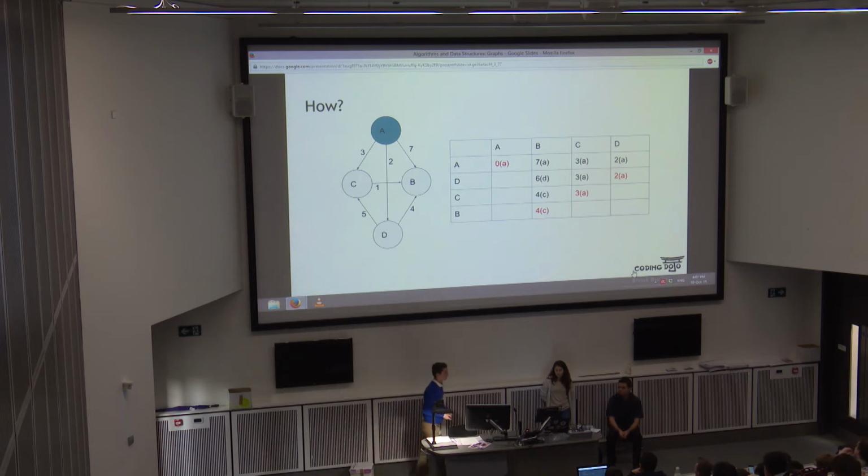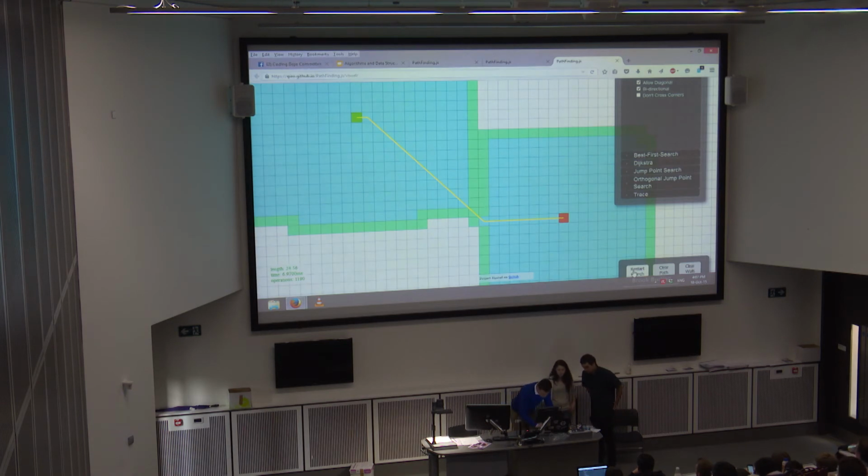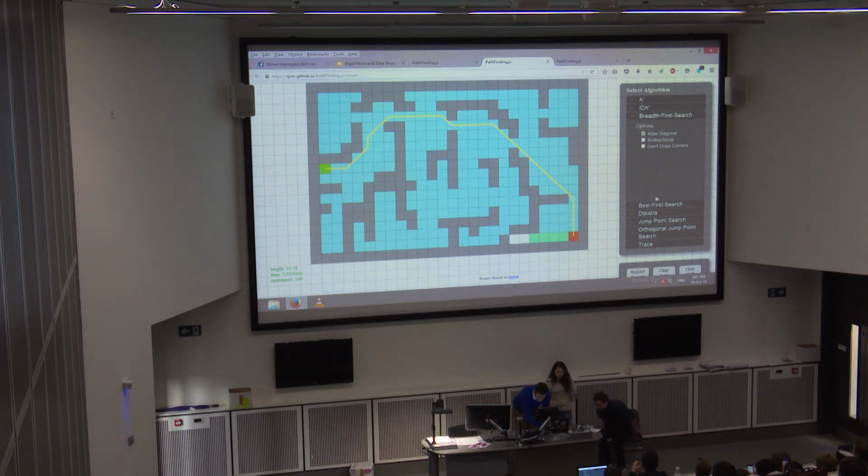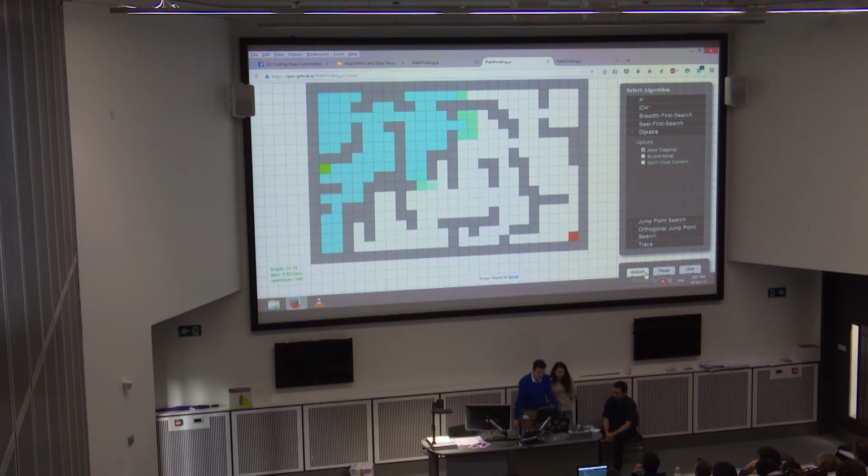And let's do a quick demonstration. Let's pick the maze. So again, let's restart the BFS. This is how the BFS behaves. And if we're doing Dijkstra, it behaves exactly the same. It's a shame that I can't show you how it behaves when we actually have weights, but yeah.